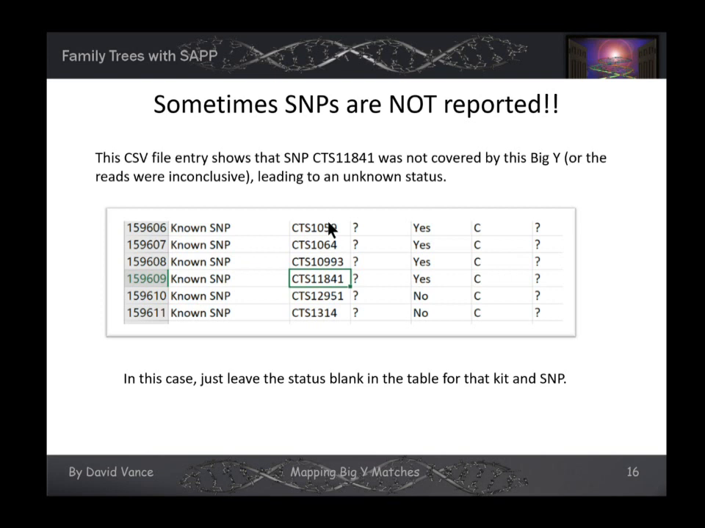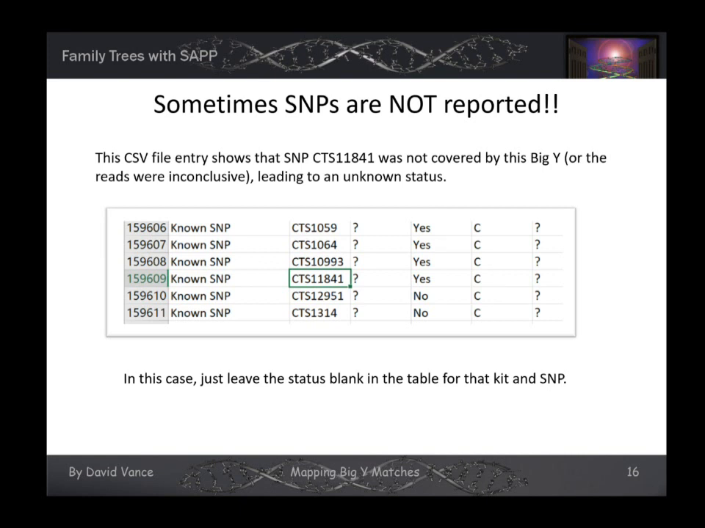Be aware that sometimes SNPs are not reported. So I have a SNP here in my CSV file. Actually, this is one of my matches CSV files, where I have a known SNP that I'm looking up, and there's a question mark in the derived. The yes here, by the way, means that it's on the family tree, the Family Tree DNA's tree. It doesn't have anything to do with my own status. But the question mark means that it was not read, or the read was inconclusive in my own Big Y test. And in those cases, I can't put it as positive or negative in my results. So for that cell, I would just leave the status blank in the table for that kid in SNP. That does happen. You'll find that in maybe 10 or 15% of the cases that you're looking up.